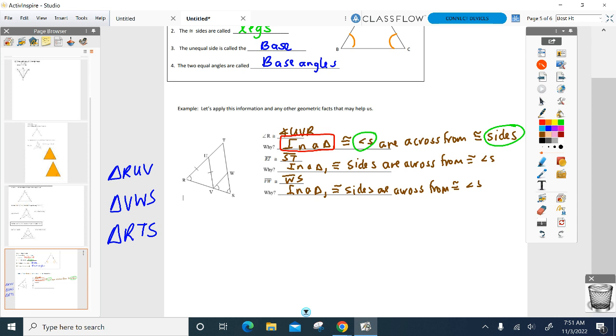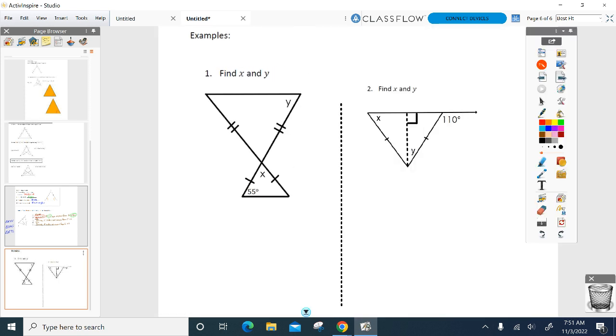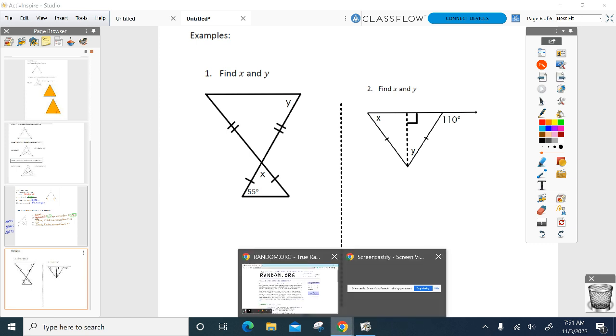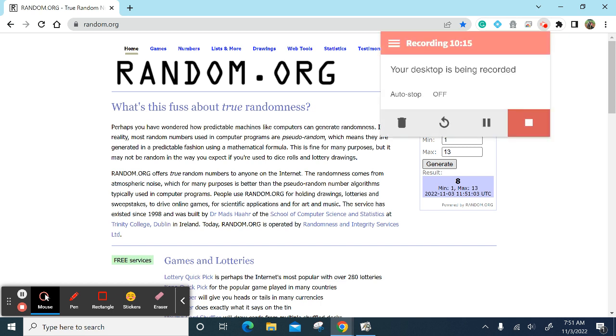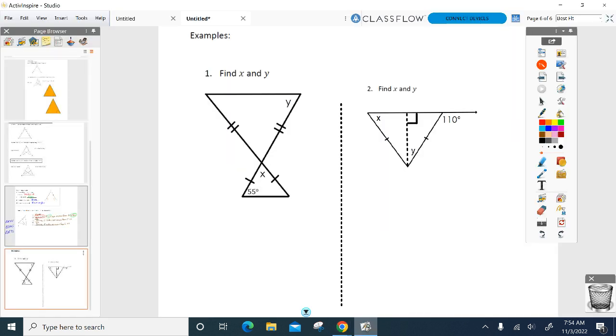You can try, if you want to work with other people, that's fine. But if you work solo, that's fine too. I'll give you guys about two to three minutes to find x and y in each problem. Okay, you guys see isosceles triangles. Give you guys a second to finish up.